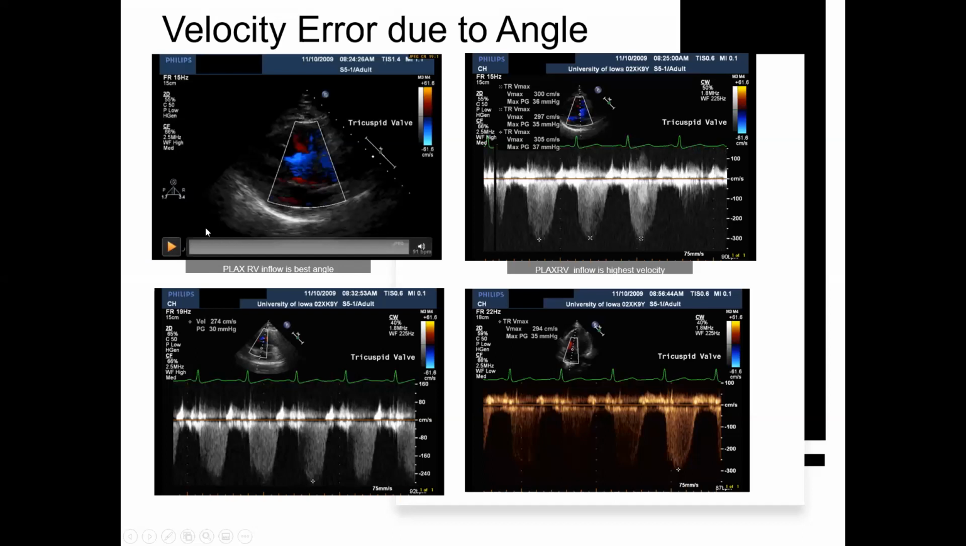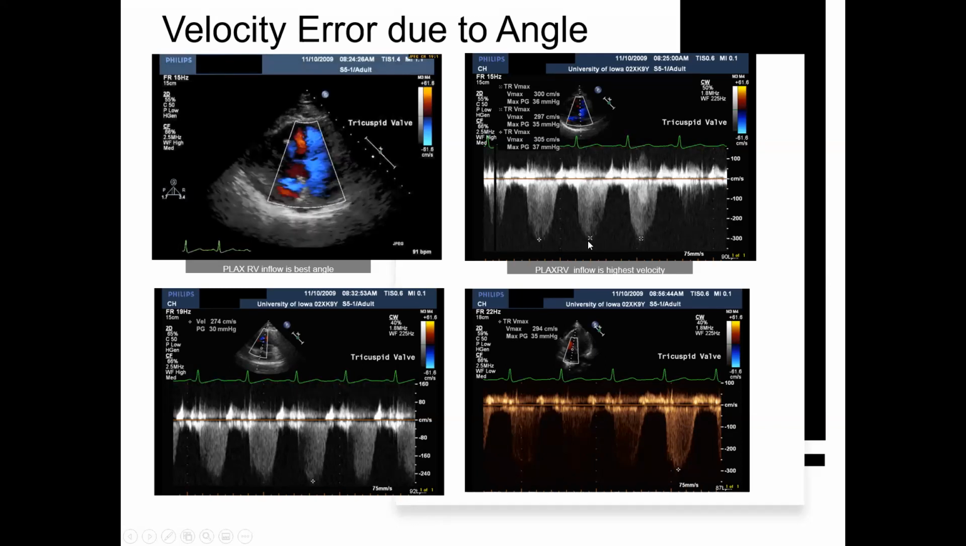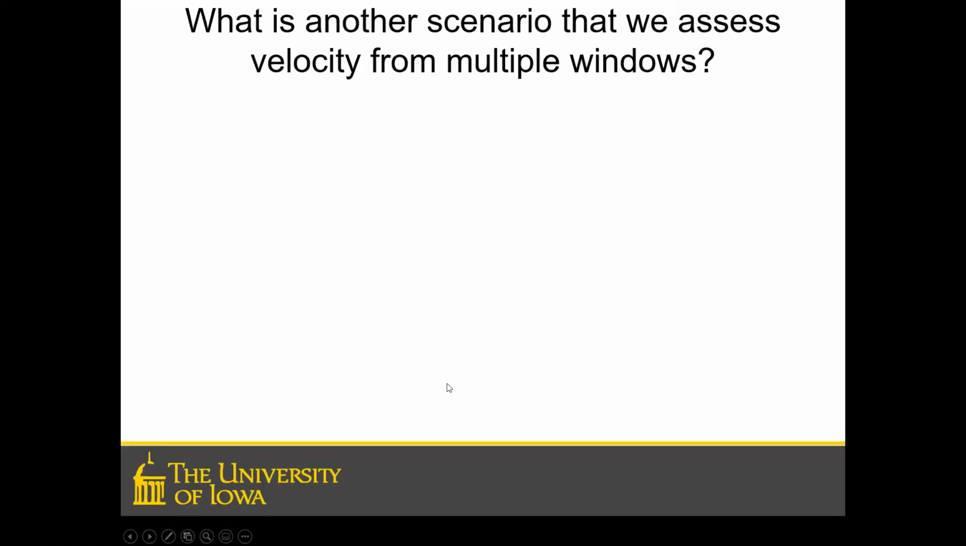Here's an example of that. Here's a TR jet from the inflow, and it's a good angle, so we can tell that's going to be the best one. Here's our inflow and the velocity is calculated at roughly 3 meters per second. In the short axis, we get 2.7, and in the 4 chamber, we get almost 3, 2.9.